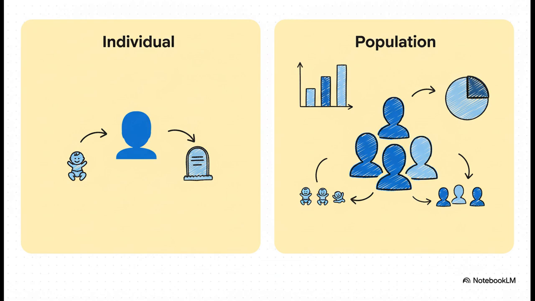Now this slide, this is a really key difference you need to get. See, you and I, as individuals, we have a birth and we have a death. It's simple, but when we talk about a population, we look at rates. We don't just track one birth, we track the birth rate. We don't track one death, we track the death rate. We also look at stuff like sex ratio and age distribution. So remember this for your exams. Individuals have single events, populations have rates.